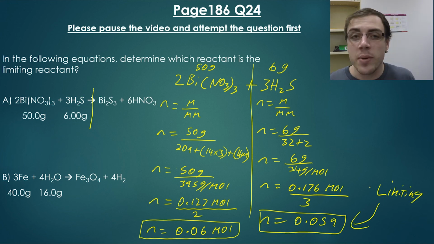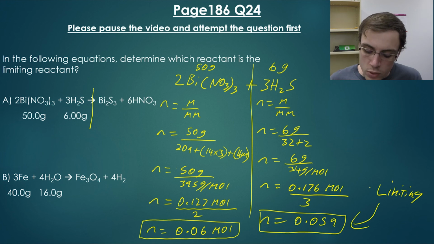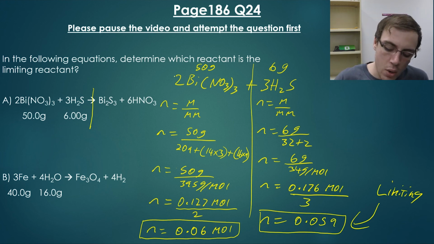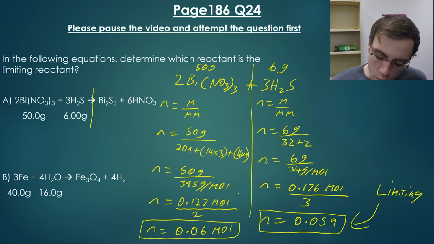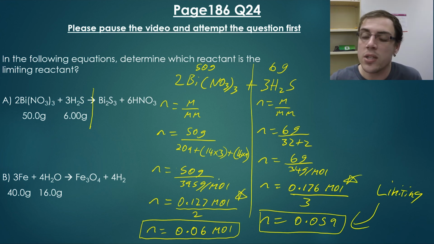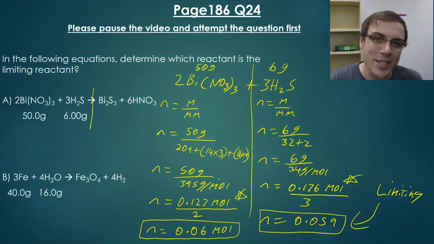And this is where you have to be very, very careful, okay? A lot of people will not take into account the coefficient at the front here. And if we hadn't taken that into account, we would have gotten the answer quite clearly wrong. So make sure you do take into account those coefficients at the front and divide by them accordingly to see which one is the limiting reactant.